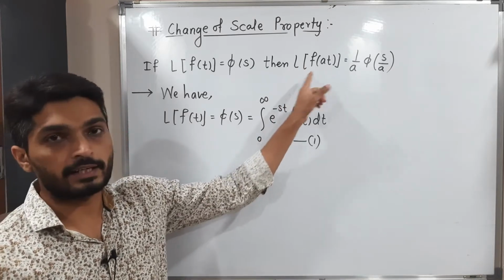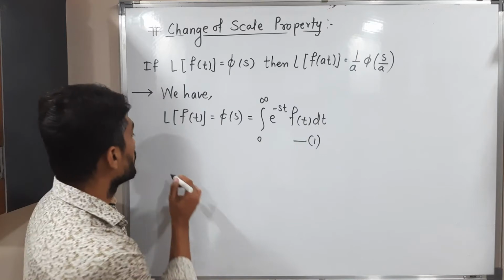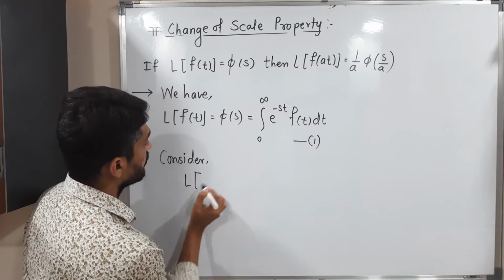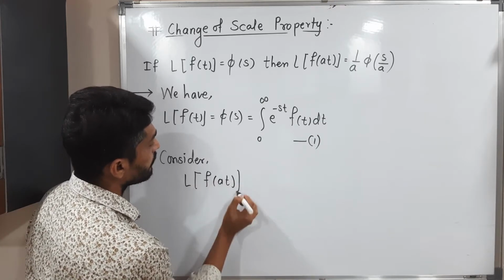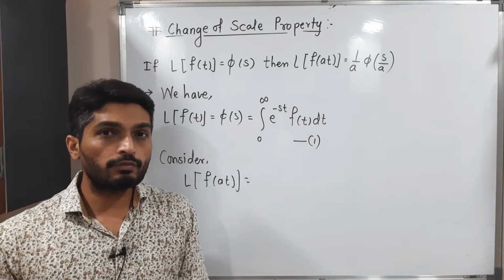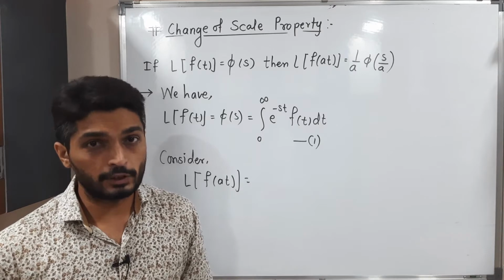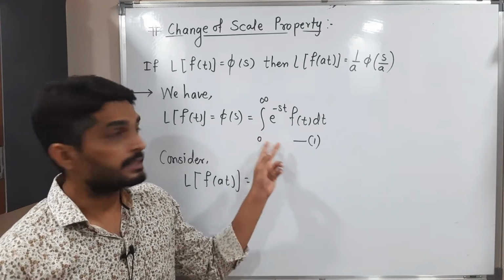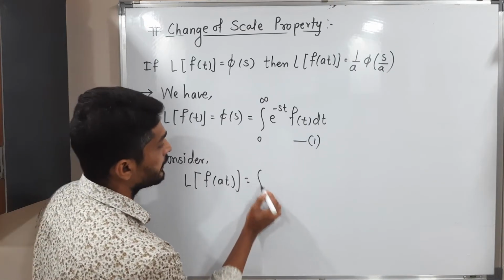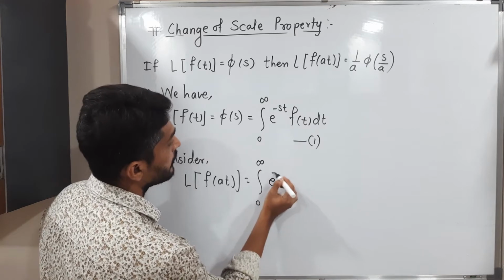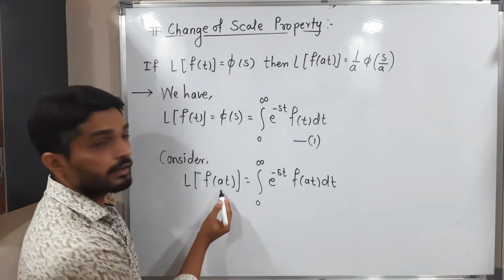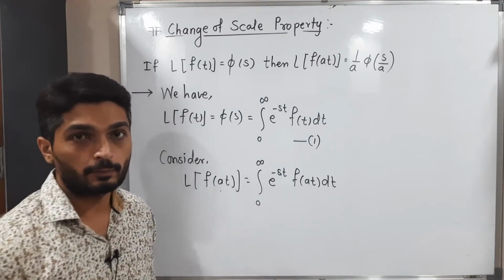Let us start with the left hand side and we will try to bring the right hand side. So consider Laplace of f of at. I am considering the left hand side and we will prove that it is equal to the right hand side. So Laplace of f of at. Again I can use the same definition, but instead of f of t, I should write f of at. So integration 0 to infinity e raised to minus st f of at dt. Since we have f of at, that's why I'm writing f of at here, right?